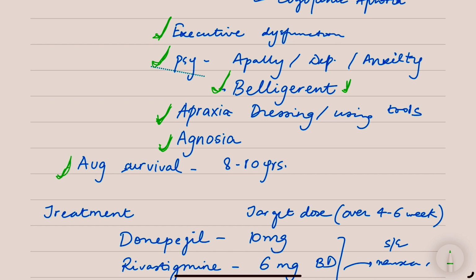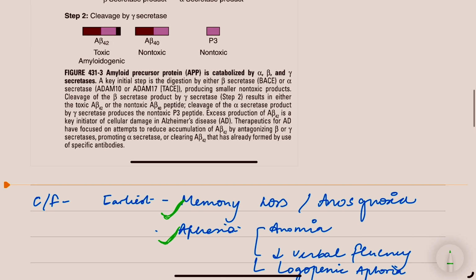Average survival in Alzheimer's disease is 8 to 10 years. Why? See, the patient will be lying in bed. He can develop secondary infections. He can develop pulmonary embolism secondary to DVT, which can be a cause of death.